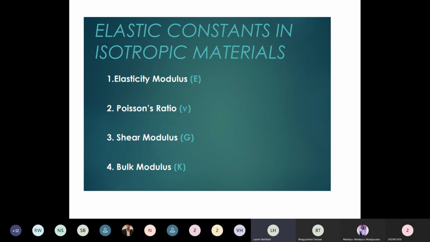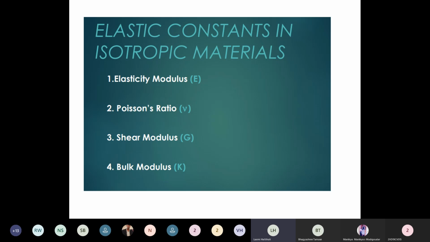Let me repeat the things. There are four elastic constants in an isotropic material. The word isotropic, I explained in the very first class of my strength of materials. Isotropic in the sense, a material in which the elastic constants remain the same in all the directions. Such a material is called an isotropic material.